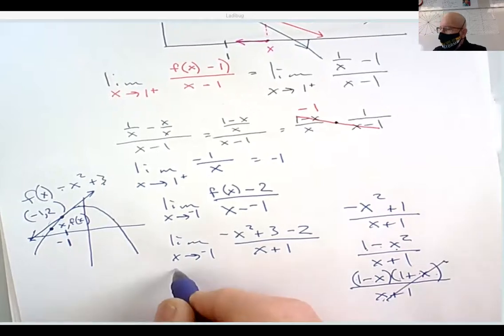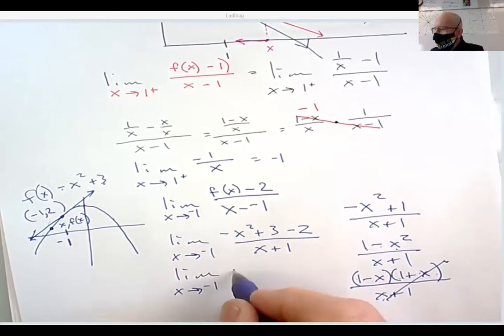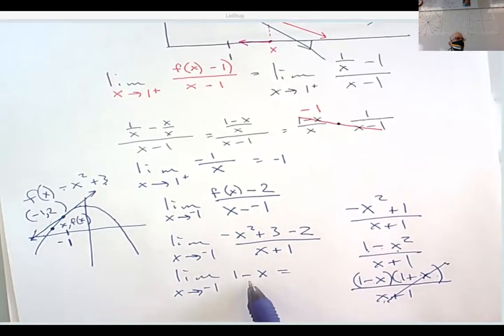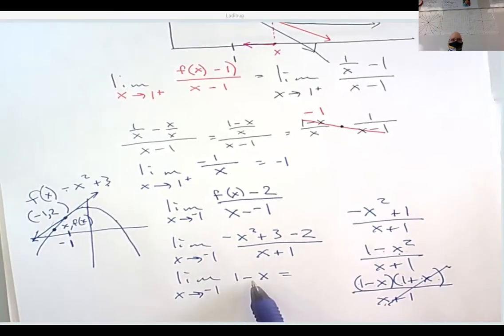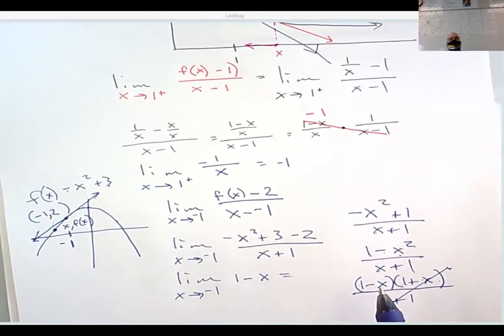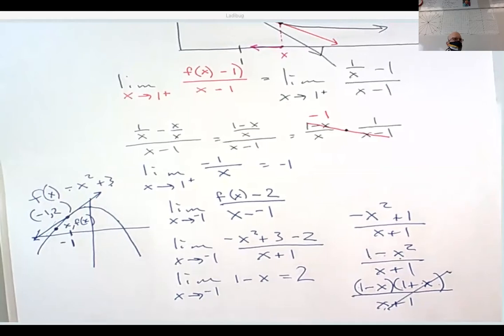Okay. So now I'm going to come over here and have the limit as x approaches minus 1 of 1 minus x. Can I plug a negative 1 in there and not worry about division by 0? What is 1 minus a negative 1? 2, which is what I thought was going to be the case. Is that making sense?